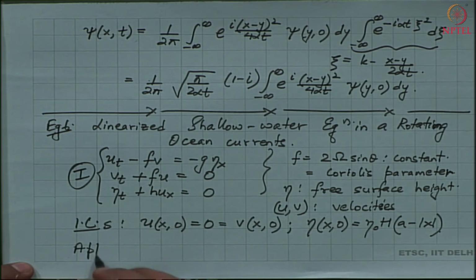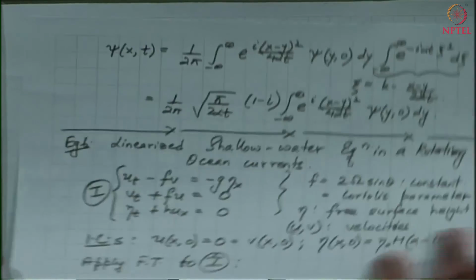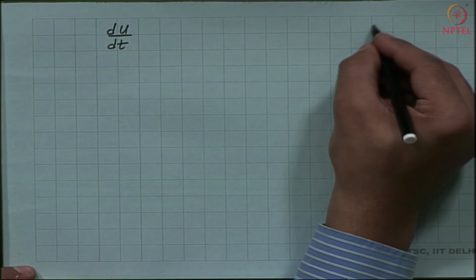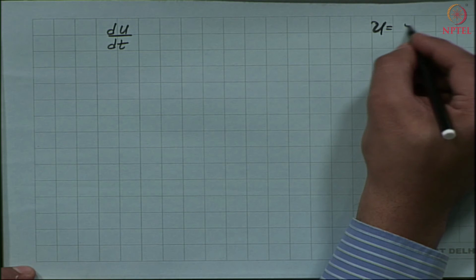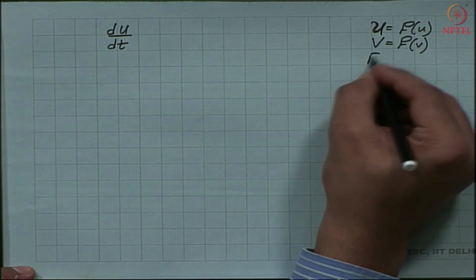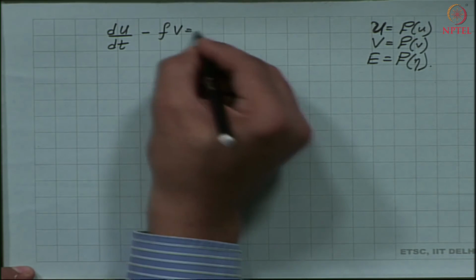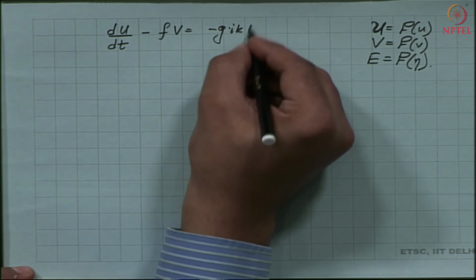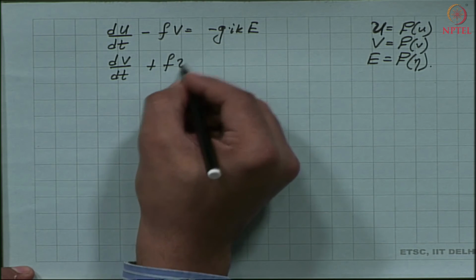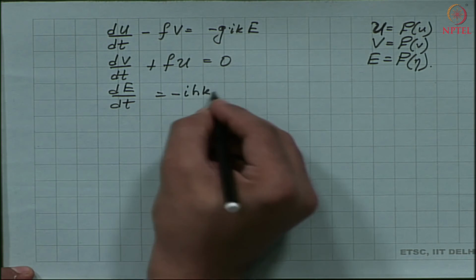So, I am going to apply Fourier transform to 1. So, applying Fourier transform to 1, I get the following new set of equations. I get du dt. So, remember, all the capital variables are the Fourier transforms of the small variables. So, V is equal to the Fourier transform of small v, and finally, I have E. Let me say that E is the Fourier transform of eta. So, then my equations are the following: du dt minus f V is negative g i k E. So, g, f, these are all constants. Then the second equation is dV dt plus f U is 0, and then dE dt is equal to negative i h k U.